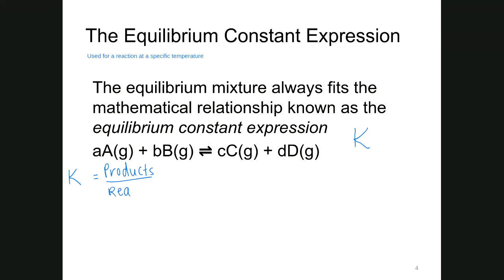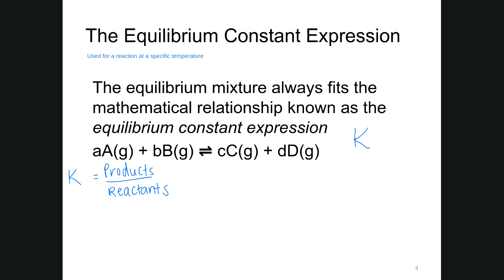And so all this is a ratio. We're just looking at how much product and how much reactant we have. As we saw in the graph in the last slide, our ratio, once we've hit equilibrium, is going to stay the same forever because our concentrations stay constant. So that ratio isn't going to change.